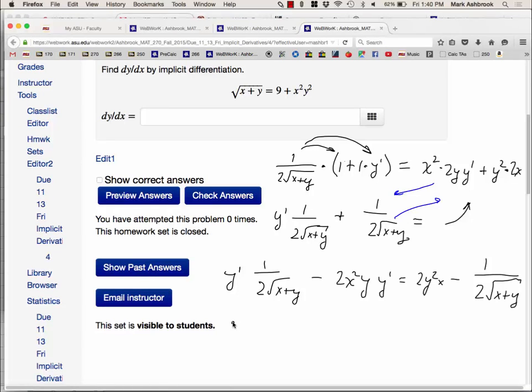Okay, then I'm going to factor out my y prime, which is essentially dy dx. And I'm going to have this, right, divided by what's left when I factor that out. This would be the 2y squared x minus 1 over 2 radical x plus y, all over this minus this. Is that still on the screen?